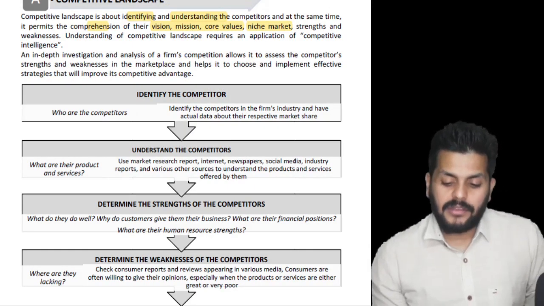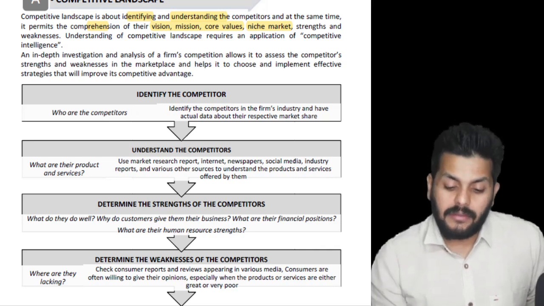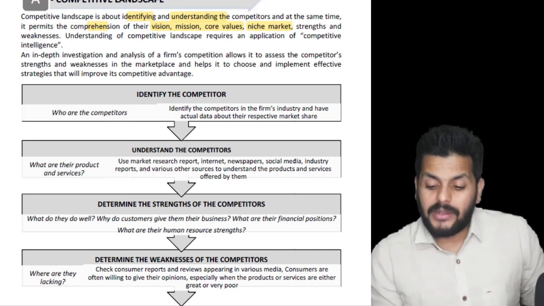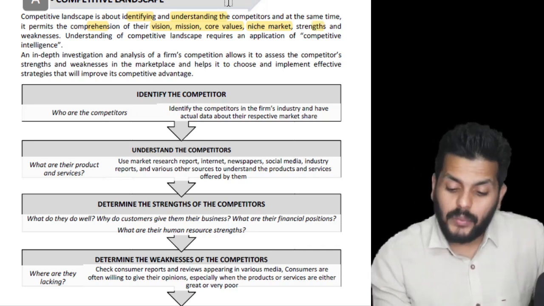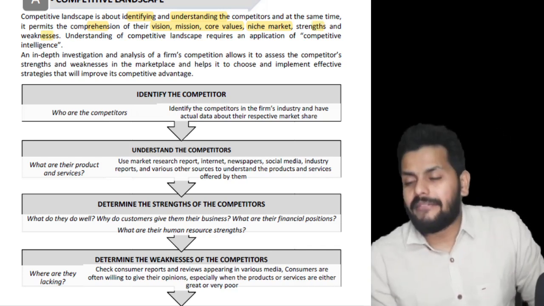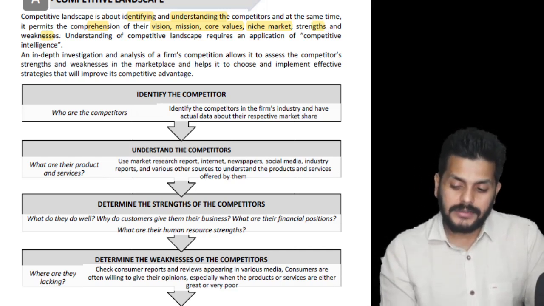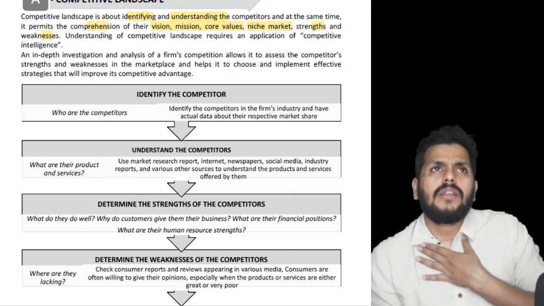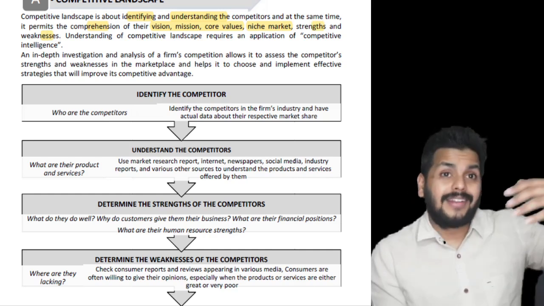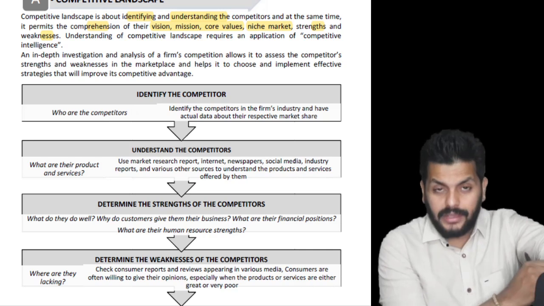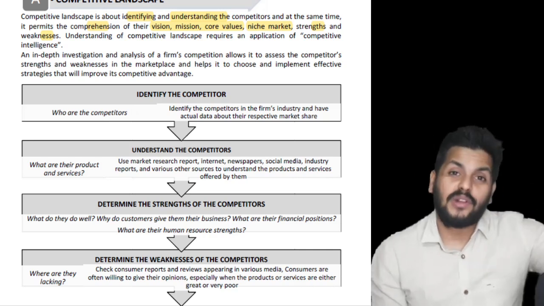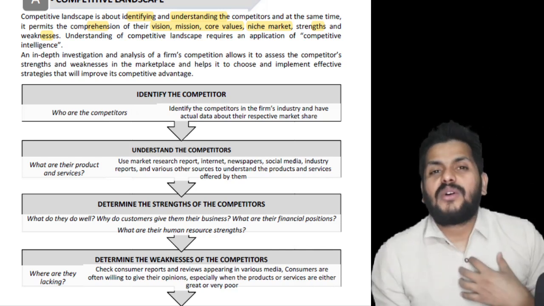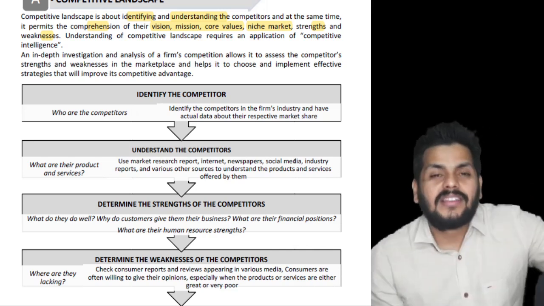Competitive landscape is about identifying and understanding competitors, which permits the comprehension of vision, mission, core values, niche market, strengths and weaknesses. Little later in this chapter, we will do that. Strength and weakness analysis. Sir, are you telling strengths and weaknesses of us? Or are you asking us to understand the strength and weakness of competitors also? Yes, strength and weakness of competitors also. Sir, are you joking? How is that possible? How will I know what are their strengths and weaknesses?